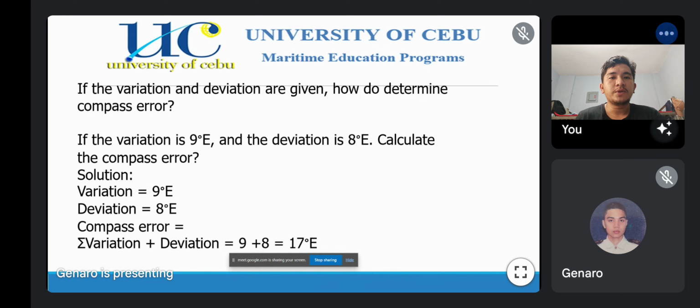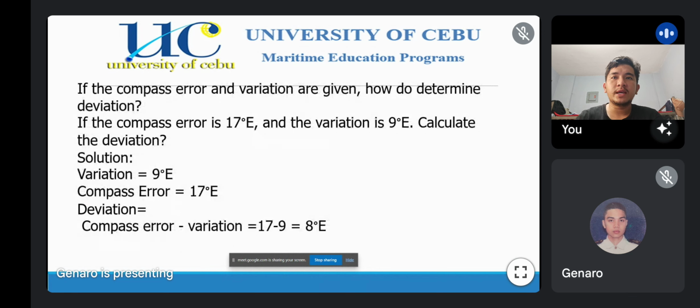error. So, for example, if the variation is 9 degrees east and the deviation is 8 degrees east, calculate the compass error. In here, we do have the solution. Variation is given, which is 9 degrees east, deviation 8 degrees east. We have the compass error, so we only have to add it up. 9 plus 8 equals 17 degrees east, since we do have the same direction.